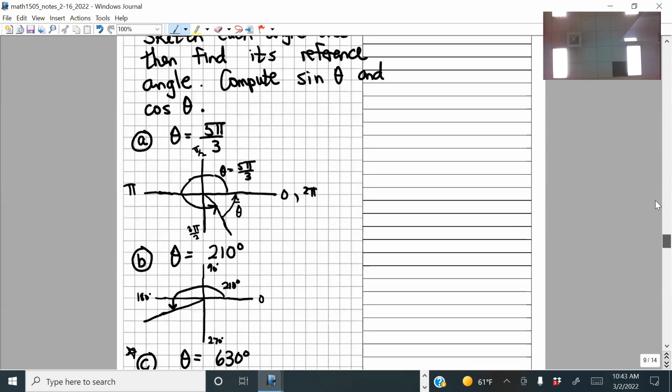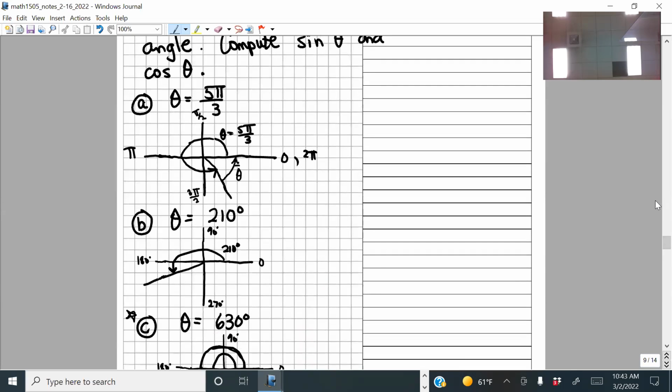All right, so let's do it for some angles here. So 5 pi over 3, okay, all right. You should have memorized this one because 5 pi over 3 is a special angle, isn't it, right? If you draw 5 pi over 3, there's the picture. You're going to end up there, slightly into the fourth quadrant, right?